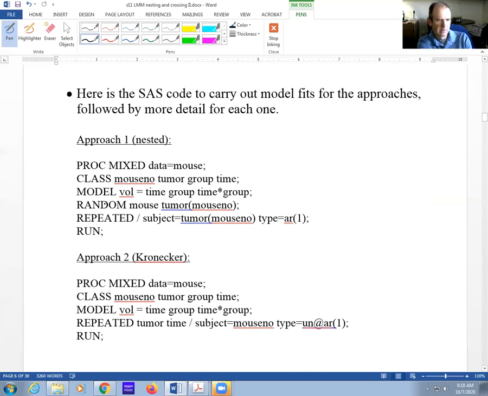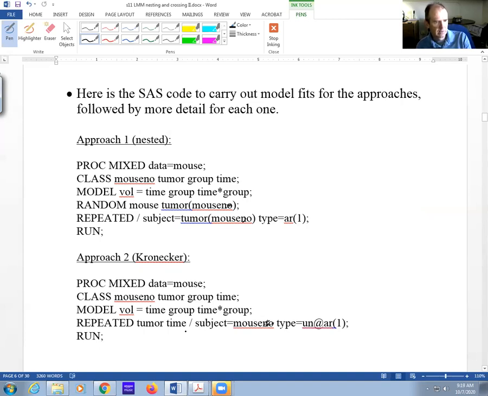Don't worry about this. I'll just scratch that out. The actual variable name was mouse, NO, for mouse number, but that's kind of confusing here, so don't worry about it. Okay, so we have nested random intercepts, and then we add the AR1 structure for repeated measures over time. So this is the code for the nested approach.